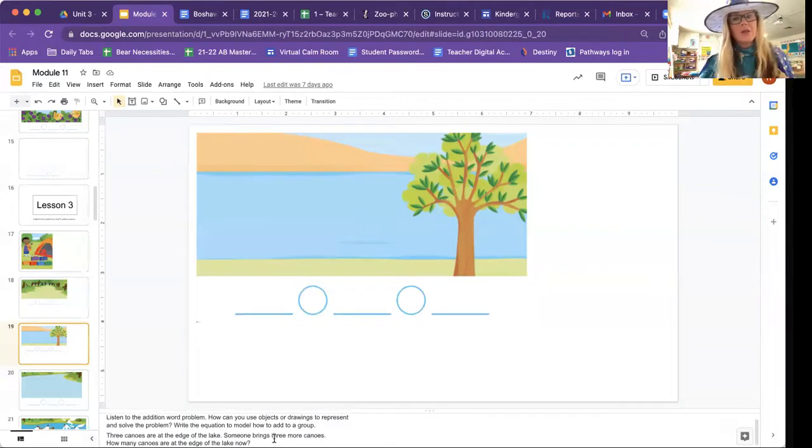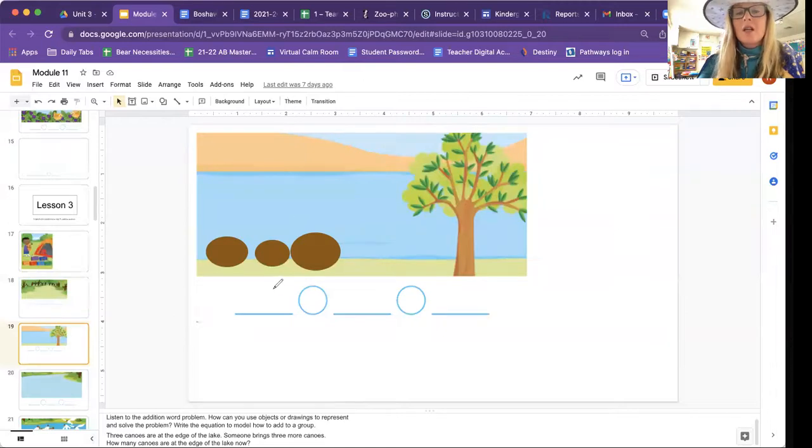How many canoes are at the edge of the lake now? All right, so let's see here. Let's do our canoes. How many canoes were there to begin with? 1, 2, 3, they said. Okay, so what number is going to be our first number? 3. And remember, it's addition, so we do a plus sign.